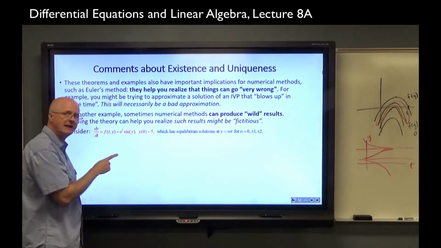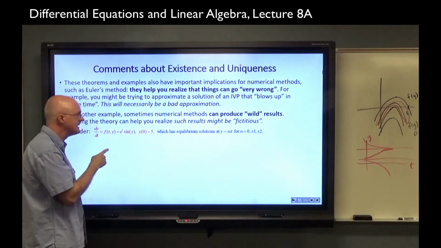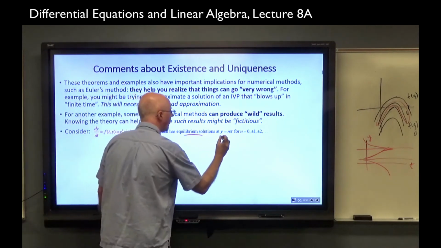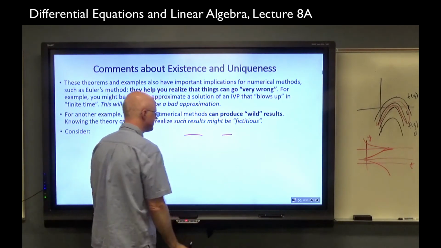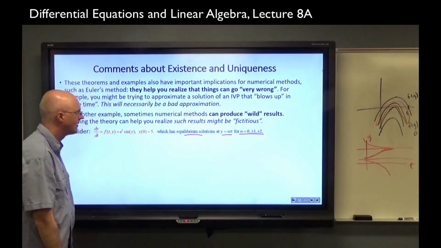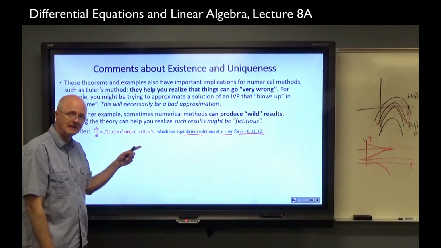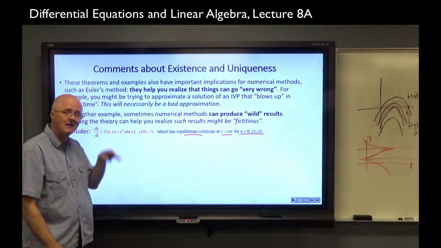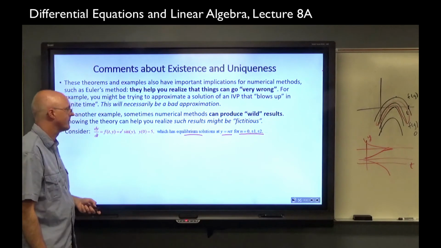However, even though it's complicated and non-autonomous, it's got equilibrium solutions that are pretty easy to find. y equals n pi, for n equals 0, plus or minus 1, plus or minus 2, etc. Because that's where the sine function equals 0. We've got a sine of y there. Those horizontal lines are all equilibrium solutions.